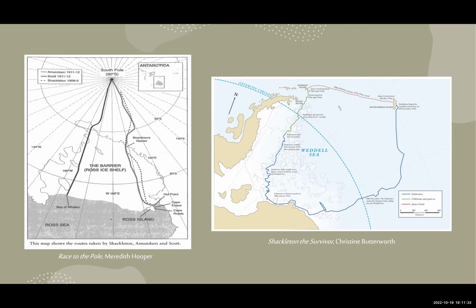This map, as well as this map over here, are very scientific looking, and they look very objective to the reader. This map on the left is from Race to the Pole by Meredith Hooper. And some things to point out in this map is that it uses latitude and longitude lines. There's very heavy box frames around it. And like the one on the right, it seems to be very scientific and objective. And it seems to be this factual thing that exists outside of the writing.